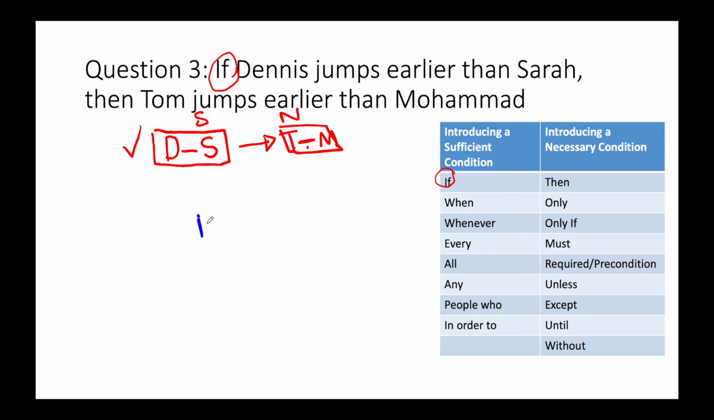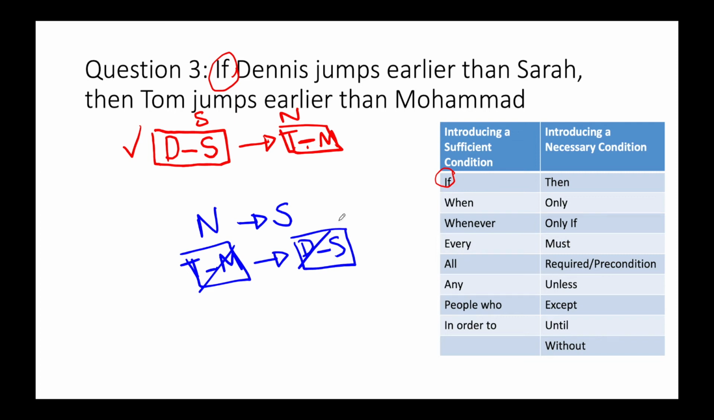Now again, if we were to reverse it, then we know if Tom does not jump earlier than Muhammad, this means that Dennis won't be jumping earlier than Sarah either. Again, if you remember our big circle and little circle, if the bigger circle is not happening, then sufficient is also not happening.